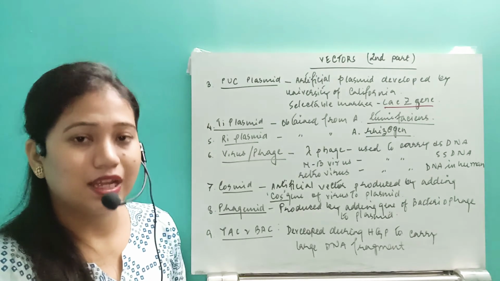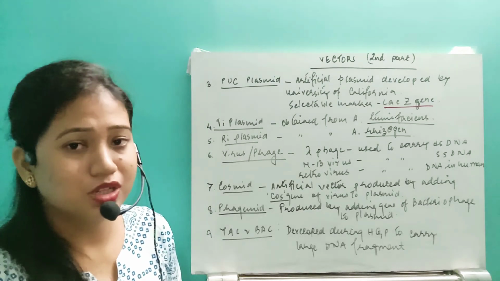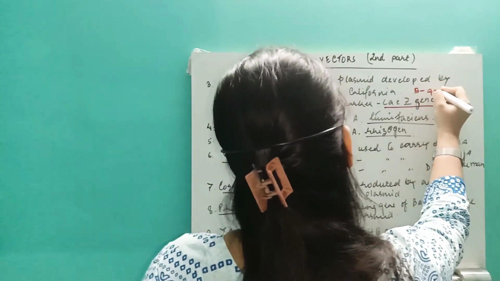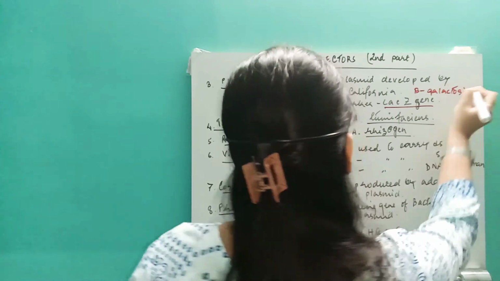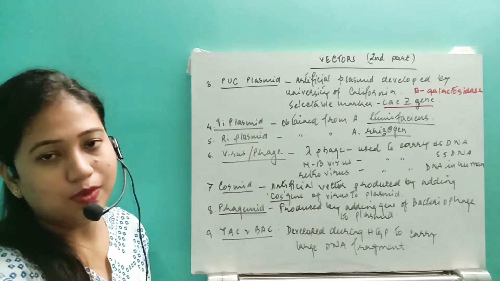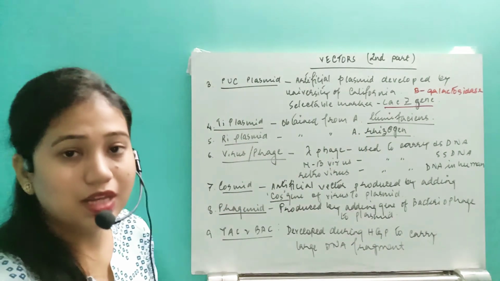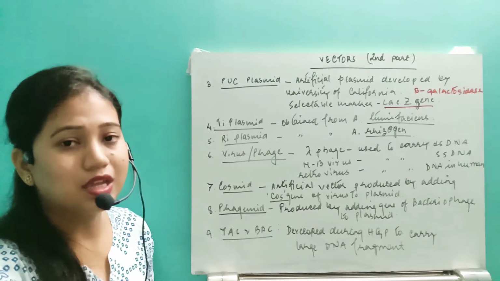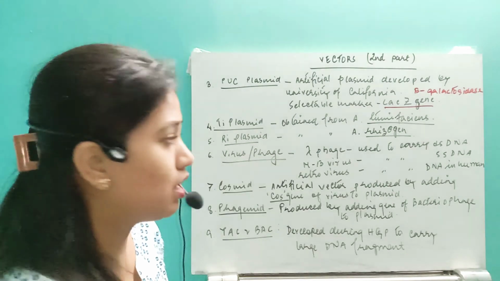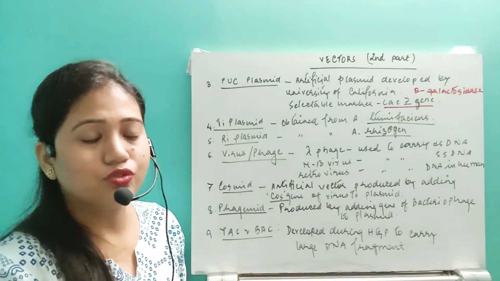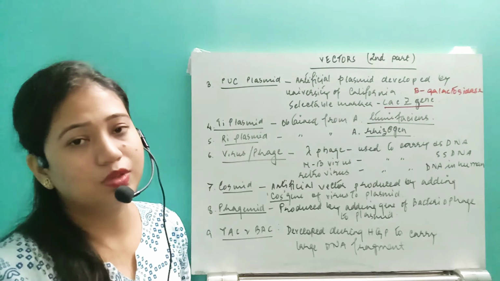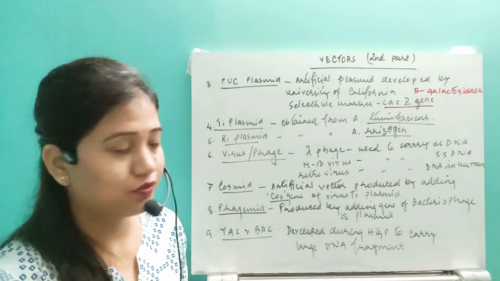Remember that the lacZ gene is an enzyme producing gene which produces one enzyme, that is beta-galactosidase. Okay, so beta-galactosidase is produced by the lacZ gene. So this is one selectable marker, which is the enzyme producing gene that is useful for finding out or separating the transformant from the non-transformant.